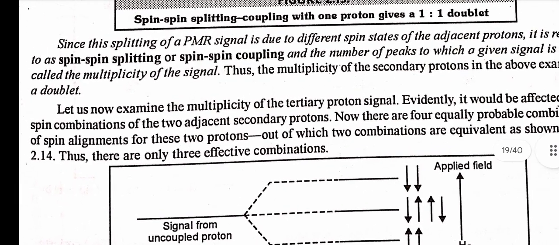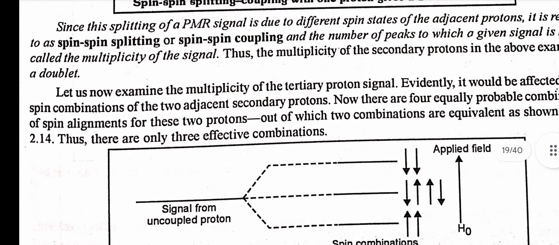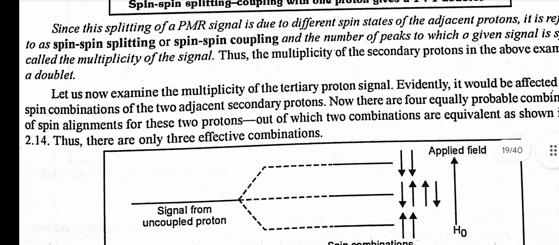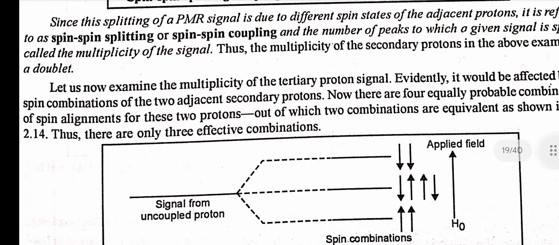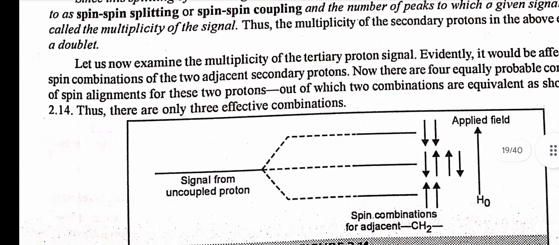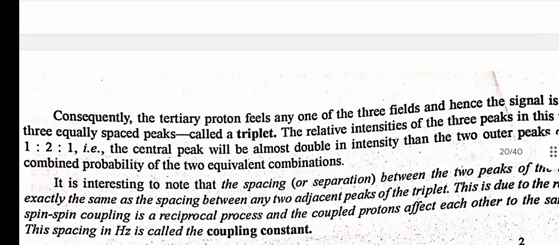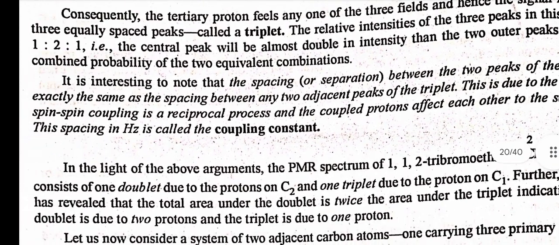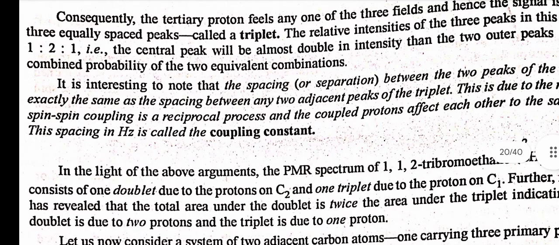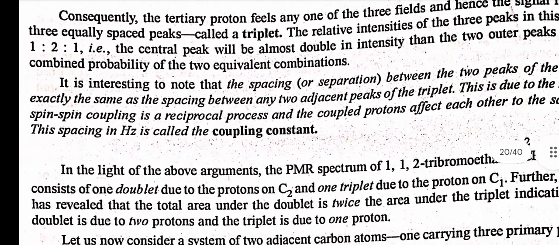Let us now examine the multiplicity of the tertiary proton signal. Evidently, it would be affected by the spin combinations of the two adjacent secondary protons. Now there are four equally probable combinations of spin alignment for these two protons, out of which two combinations are equivalent, as shown in figure 2.14. Thus there are only three effective combinations. Consequently, the tertiary proton feels any one of the three fields, and hence the signal is split into three equally spaced peaks called a triplet. The relative intensities of the three peaks in this triplet are 1:2:1.